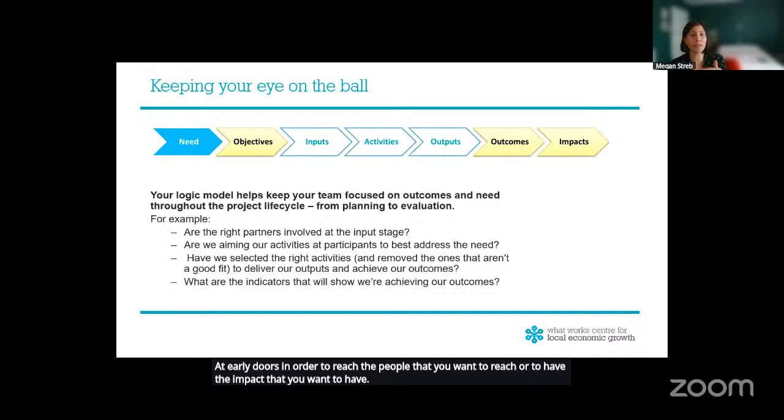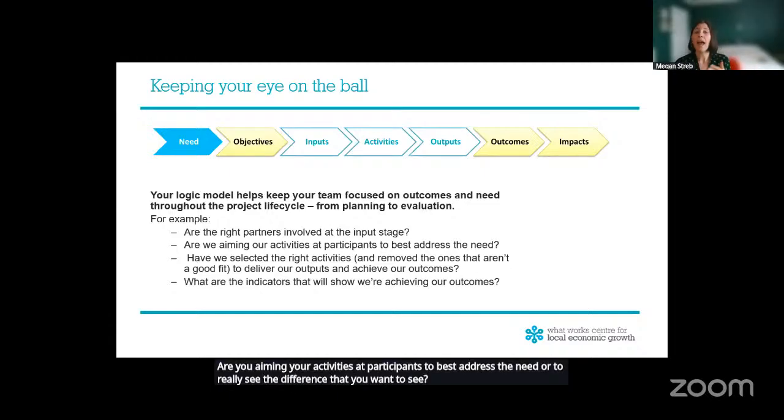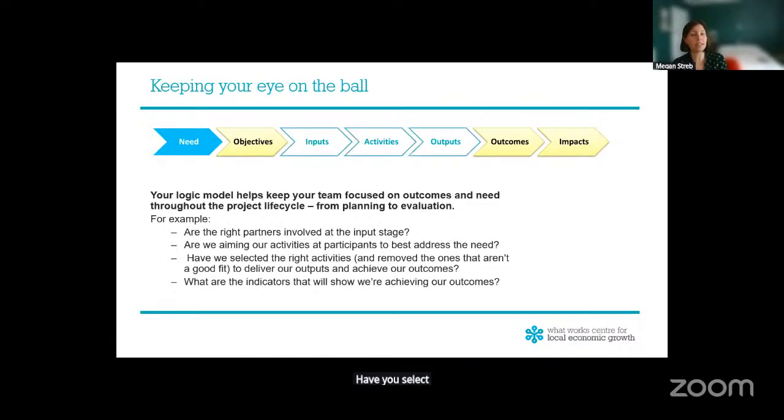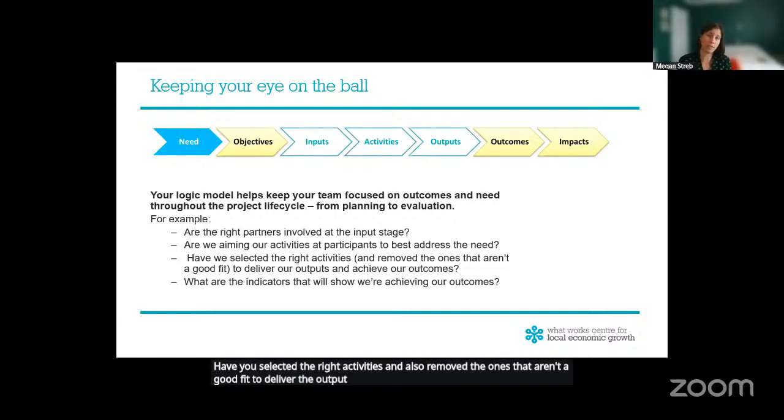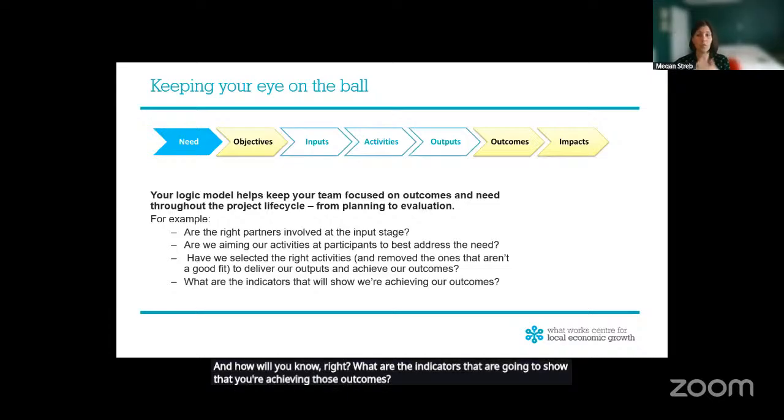Are you aiming your activities at participants to best address the need or to really see the difference that you want to see? Have you selected the right activities and also removed the ones that aren't a good fit to deliver the outputs and achieve the outcomes? And how will you know, right? What are the indicators that are going to show that you're achieving those outcomes?